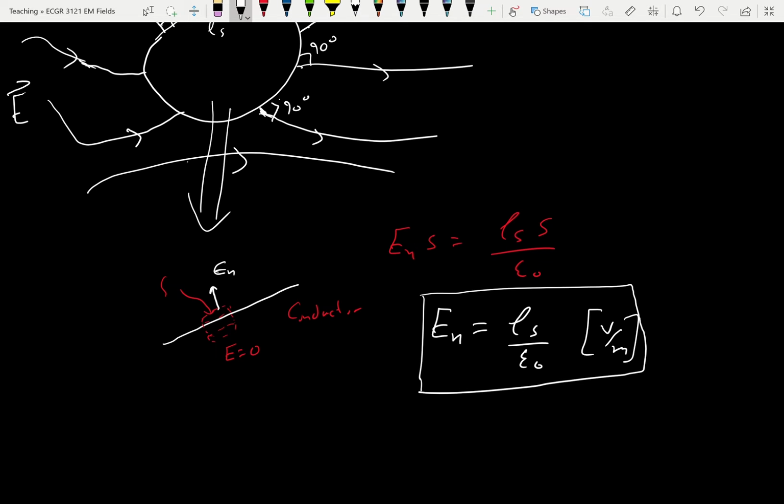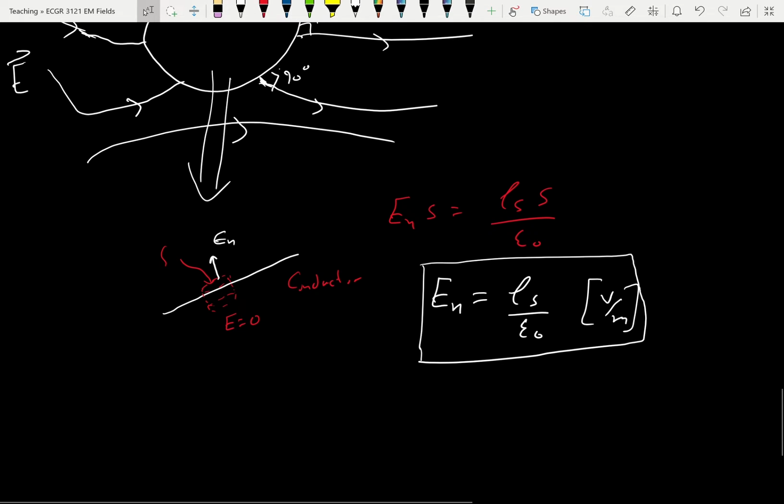It's simple. Take the field multiplied by epsilon naught, you get the surface charge density. Take the charge density divided by epsilon naught, you get the field. Taking the epsilon out by looking at the flux density, I get D_n equals rho_S.